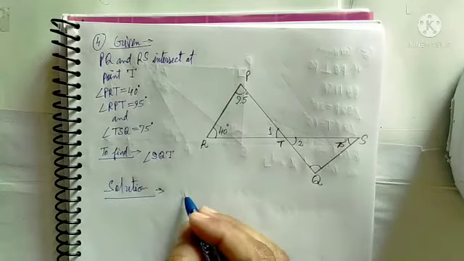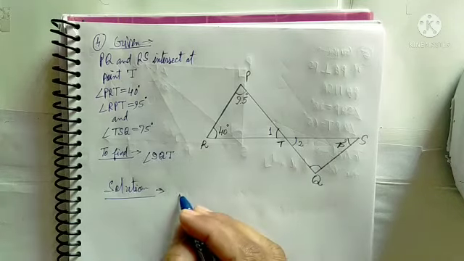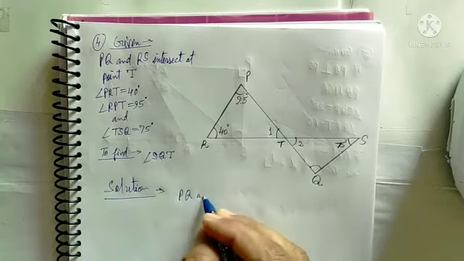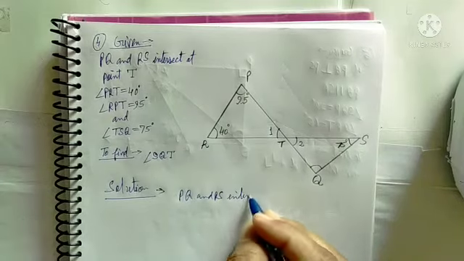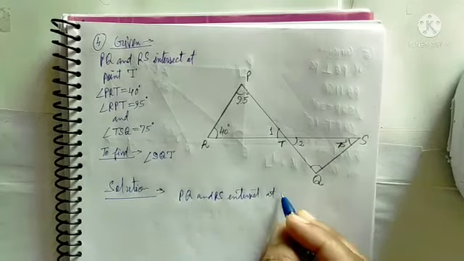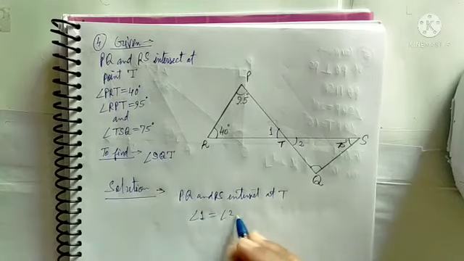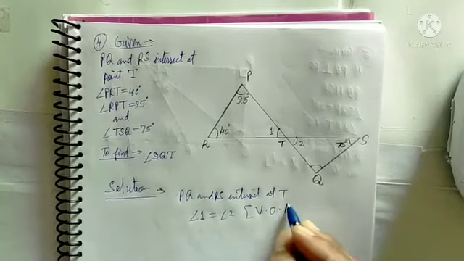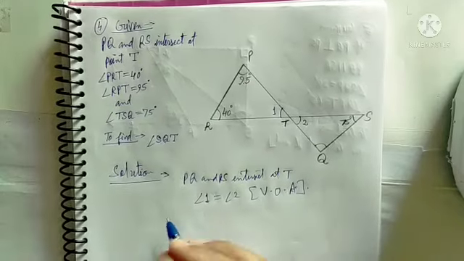In the figure, both PQ and RS intersect at T. It means angle 1 is equal to angle 2, vertically opposite angles. The reason is angles 1 and 2 are vertically opposite angles.